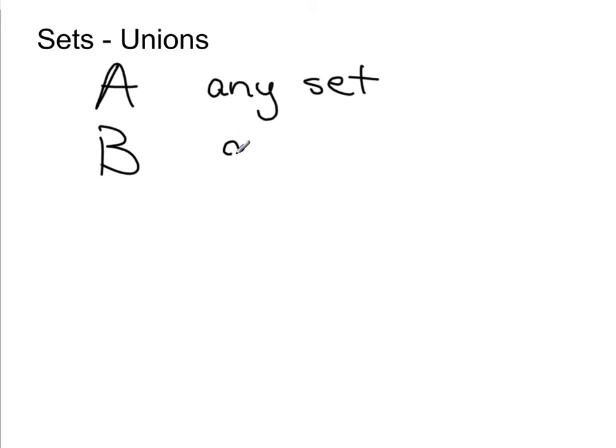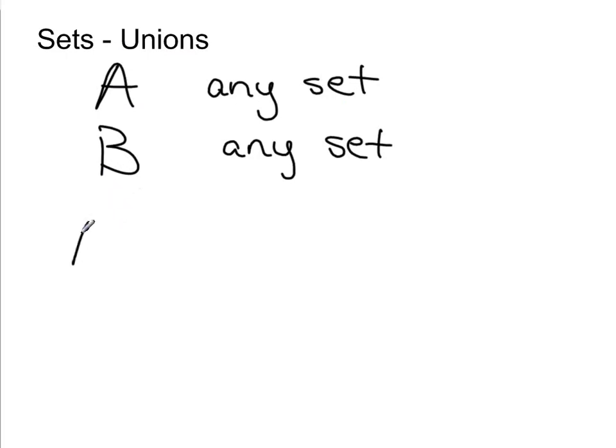Hello everyone. In this video we're going to learn about unions of sets. To start us off, we're going to have a definition, and I'm going to describe two sets. Let's say A is any set, and B is any set as well. They could be the same set, they could be different sets, they're anything they want to be. So these two are some sets.